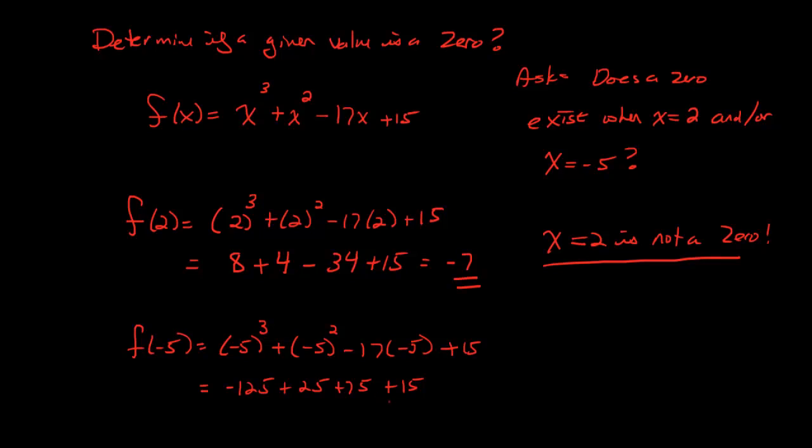And notice here, negative 17 times negative 5 gives positive 85. So that gives us a value equaling 0. I believe that is correct. We're equal to 0 there. Positive 25, negative 100, positive 85, and positive 15. Yes, correct. Therefore, x equals negative 5 is a 0. X equals negative 5 is a 0. So you can plug in to determine if values are zeros as well.